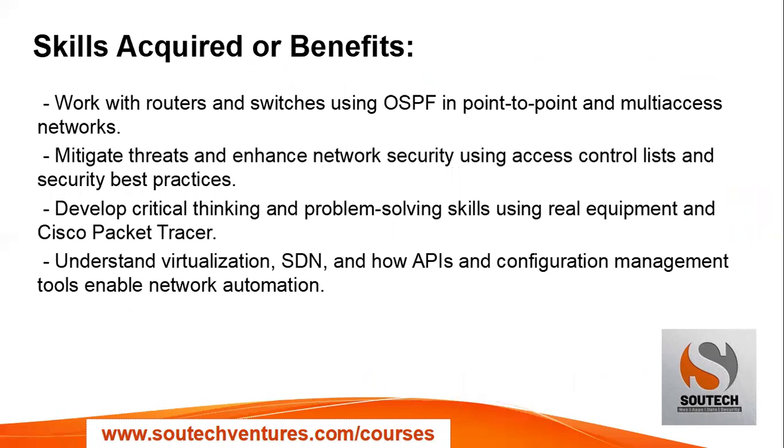The skills that you're going to acquire from this training are skills on routers and switches, OSPF, that is Open Shortest Path First, for point-to-point or multi-access networks. You're going to learn how to mitigate threats, how to ensure you have security, and it's also going to help you develop some thinking and problem-solving skill set to work with either real Cisco Catalyst enterprise switches or even your simulation environment, which is Packet Tracer.